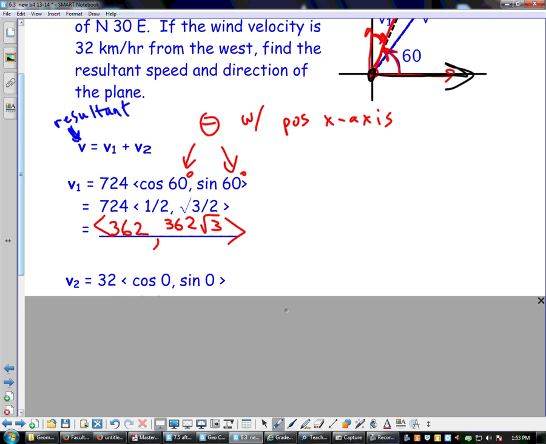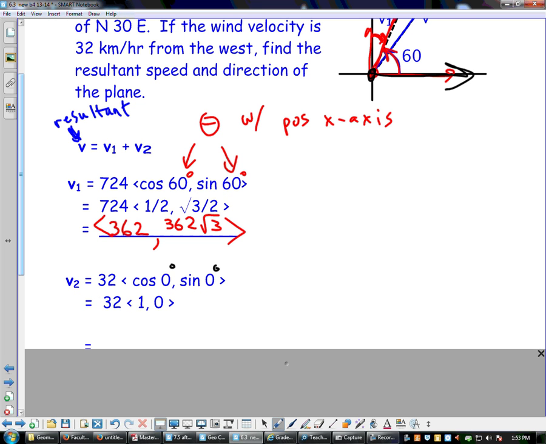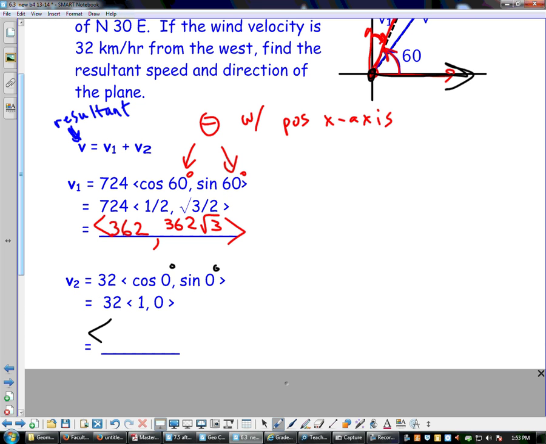Okay, so for vector V2, we can write that as 32 kilometers per hour times cosine of 0 degrees, sine 0 degrees. And so if I distribute, cosine of 0 is 1, sine of 0 is 0. So I get 32 times the vector 1, 0, which is just going to be 32 comma 0 in vector braces.